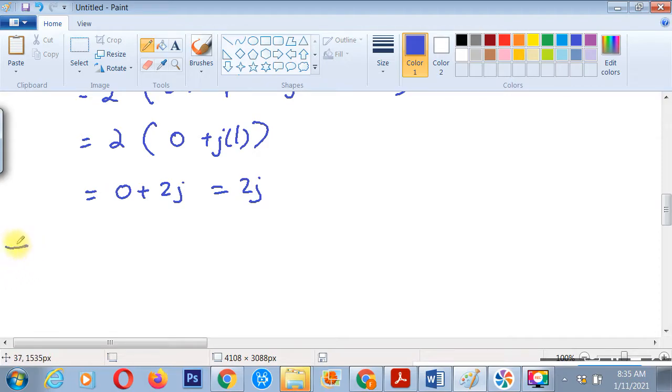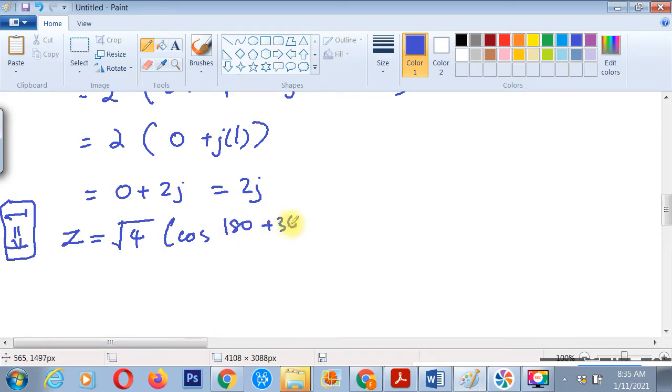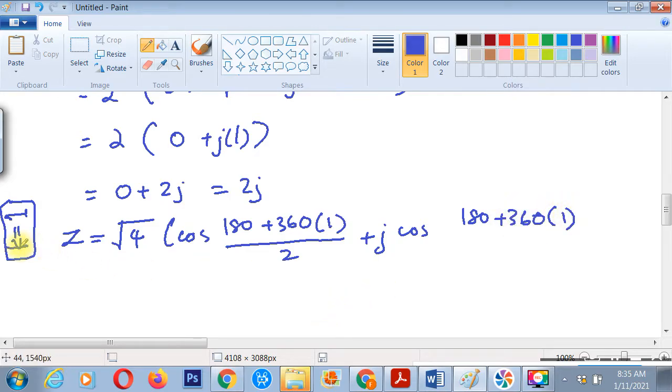For k equals to 1, we will have z equals to square root of 4, cos of 180 plus 360 degree, k equals to 1, so we put 1 here, over n is 2, plus j sine of 180 plus 360 degree, bracket 1 because of the k.